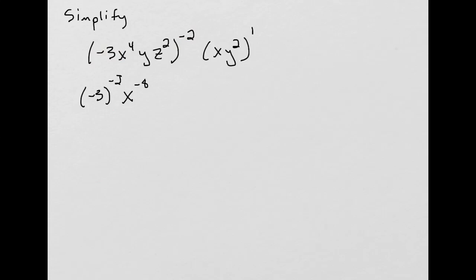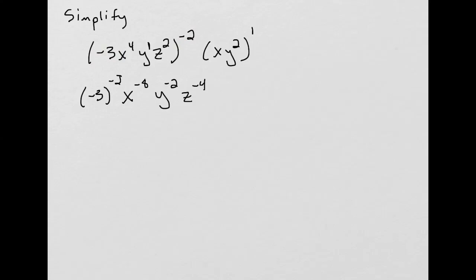Okay, y doesn't have an exponent written there. If it doesn't have an exponent, that means it's just 1. So if I multiply 1 times negative 2, I get y to the negative 2nd. And then the last one, z to the 2nd to the negative 2nd. Again, if I multiply those two together, I get z to the negative 4th.